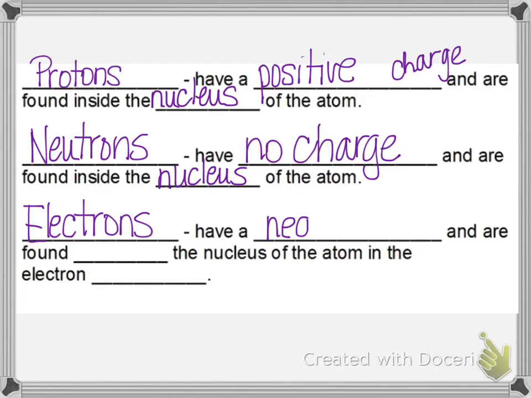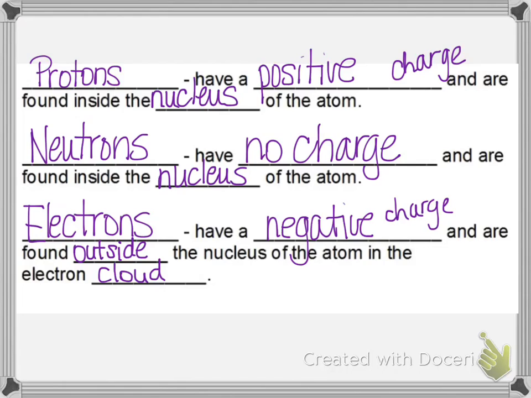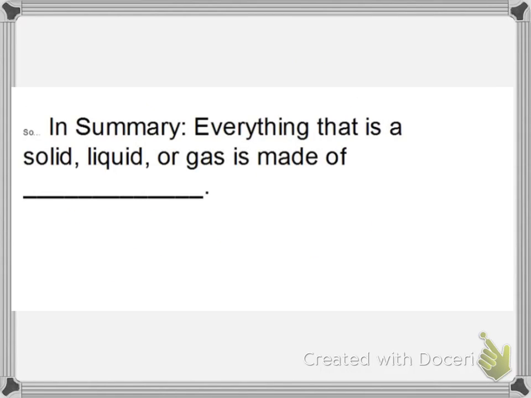Then we have electrons. Electrons have a negative charge, and they are found outside of the nucleus, so they're not inside the nucleus of the atom. Instead, they're in something we call the electron cloud. So, in summary, everything that is a solid, liquid, or gas is made up of atoms.